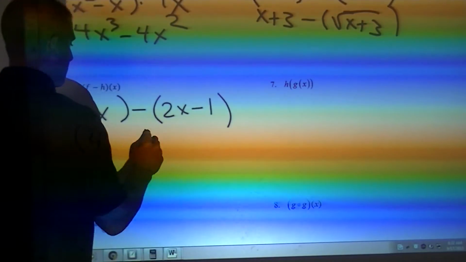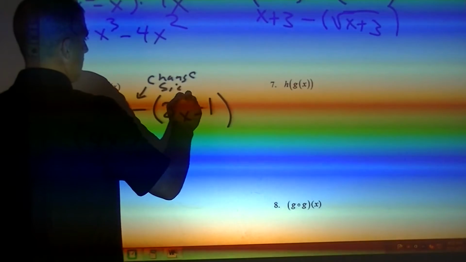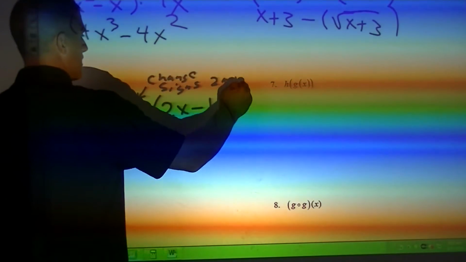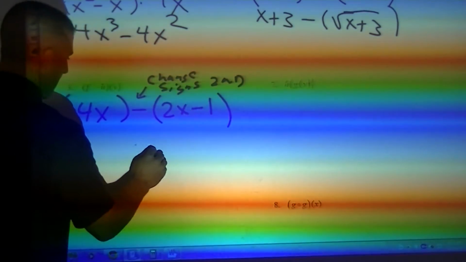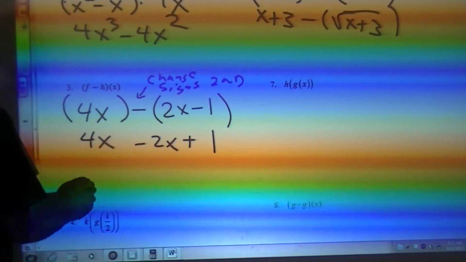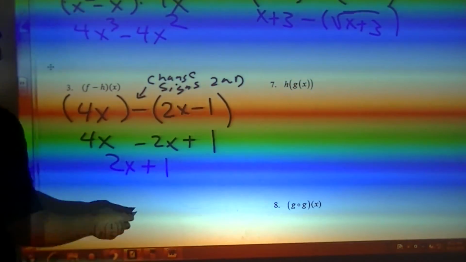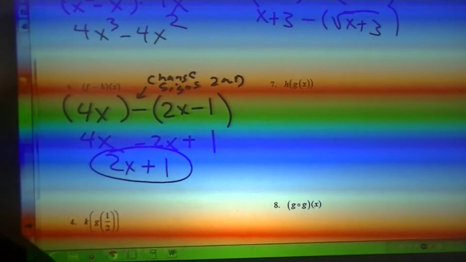Now, here's what this means. This means change the signs of the second one. So instead of 2x, it's going to be negative 2x. Instead of negative 1, it's going to be positive 1. I bring down this 4x. Now I combine these. That's going to be 2x plus 1, and that's all I can do there.